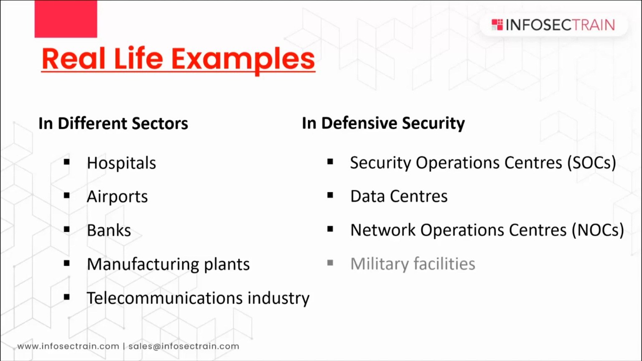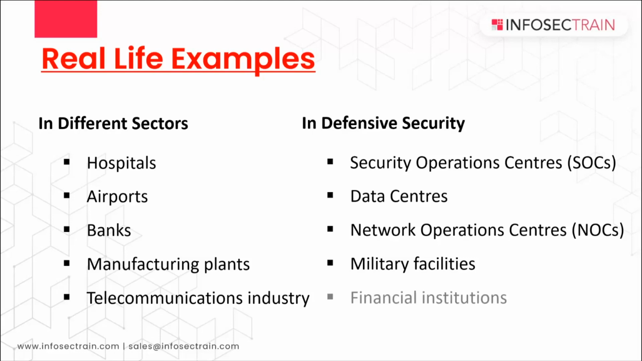Then what about next? Military facilities, right? Military facilities require uninterrupted power supply to operate their critical systems, like their communication systems, surveillance systems, and other equipment. They often use backup generators or battery backups to ensure that power is always available even during power outages or disruptions caused by natural disasters or other events.